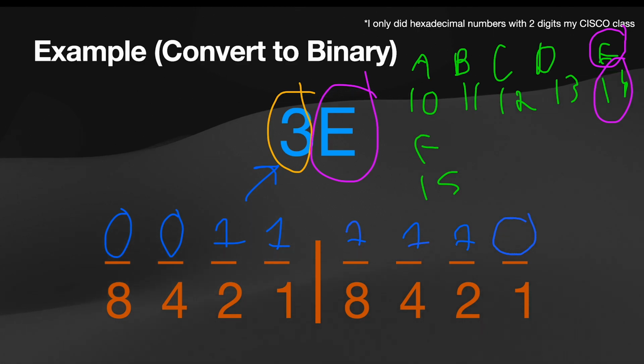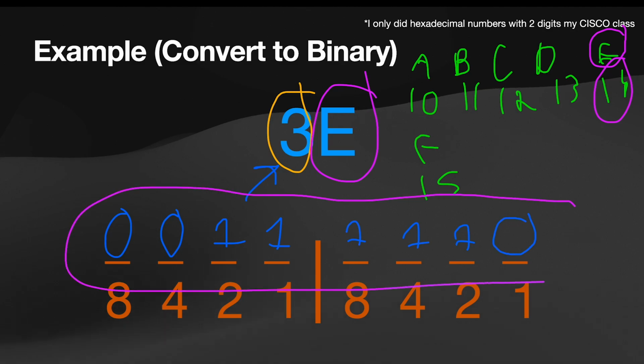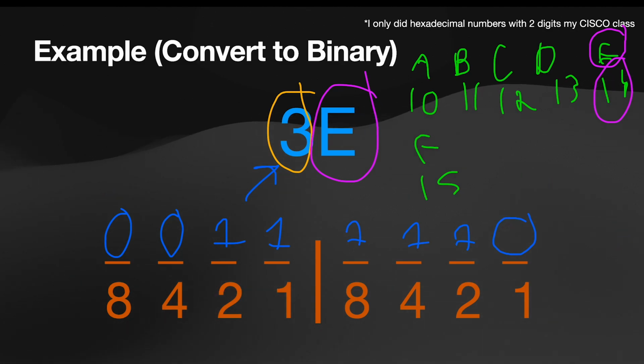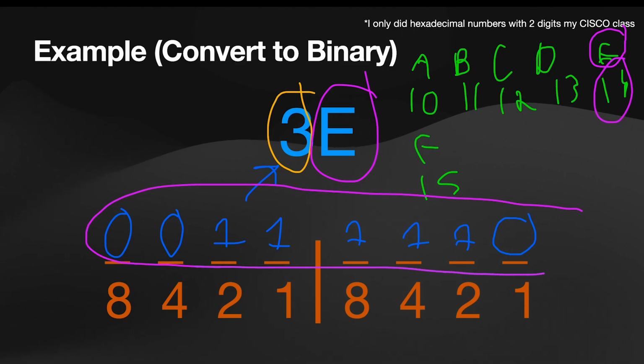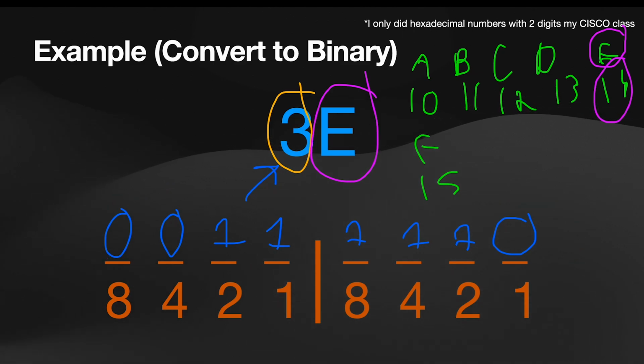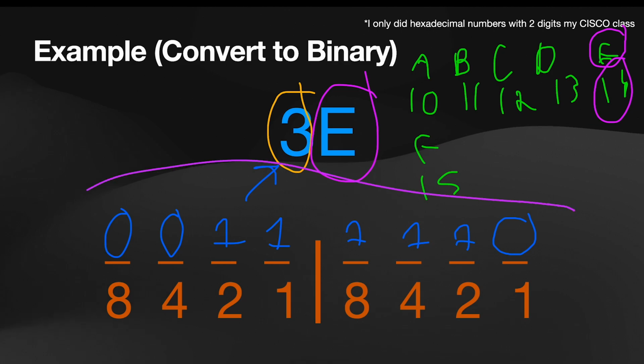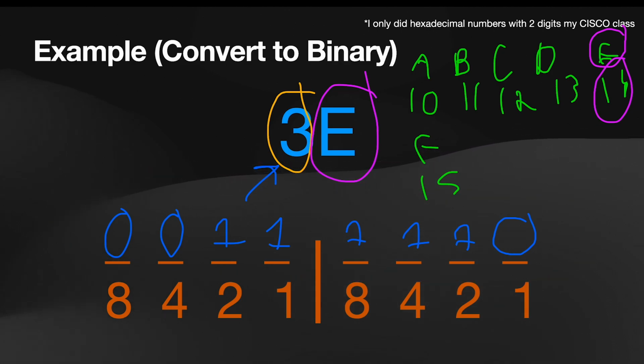And then now we have our final binary format. So if you just need to convert from hexadecimal to binary, you can stop right here. This is your final answer. But we're going to actually take this number and convert it to decimal format.